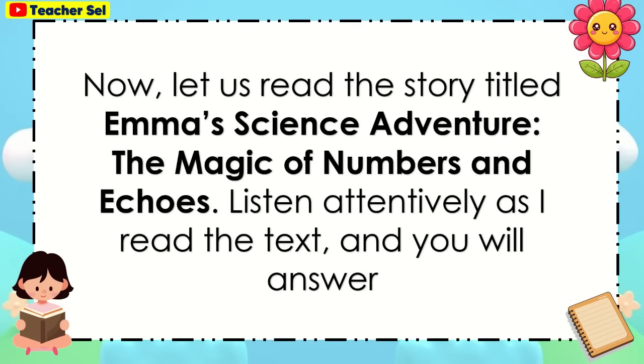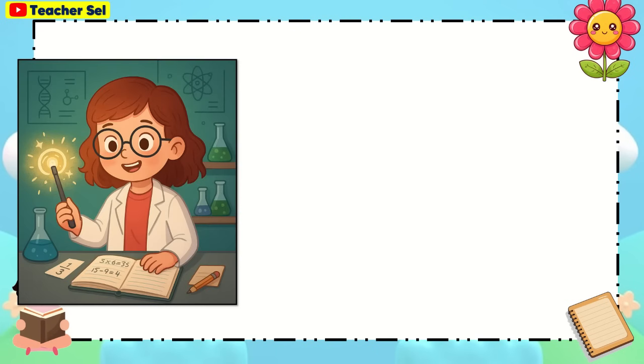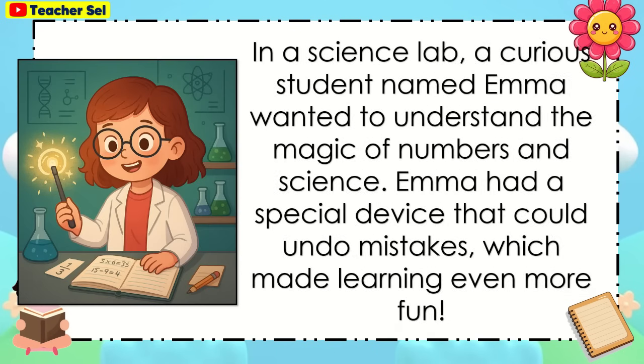Now, let us read the story titled Emma's Science Adventure, The Magic of Numbers and Echoes. Listen attentively as I read the text and you will answer. In a science lab, a curious student named Emma wanted to understand the magic of numbers and signs. Emma had a special device that could undo mistakes, which made learning even more fun.